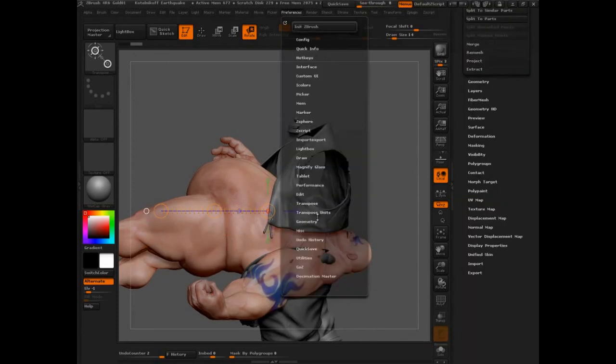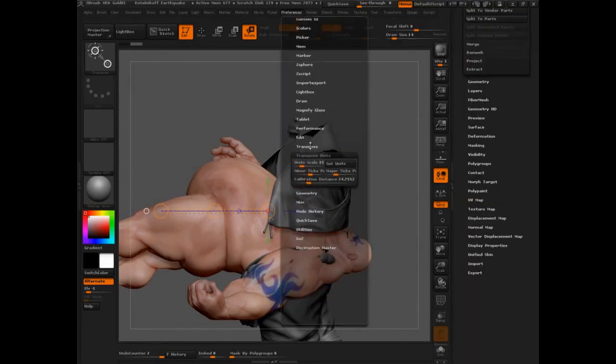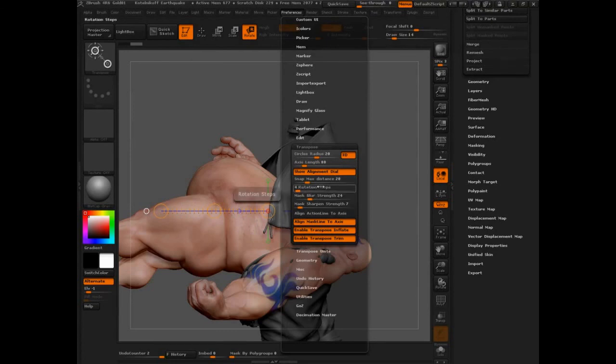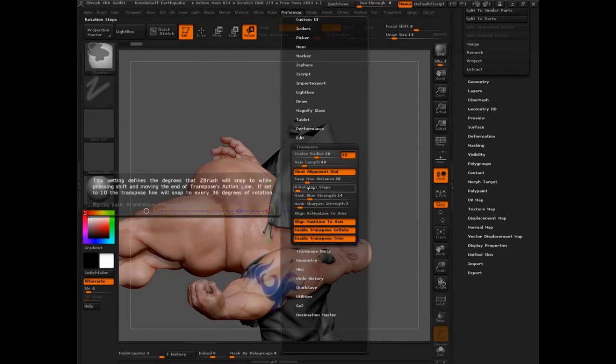And that information is stored in transpose rotation steps. So rotation steps really helps sort that out, but keep in mind, if you press control, this number that they have here isn't entirely accurate. 10 and it snaps every 36 degrees.